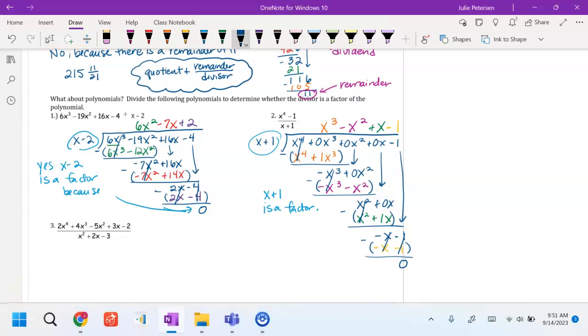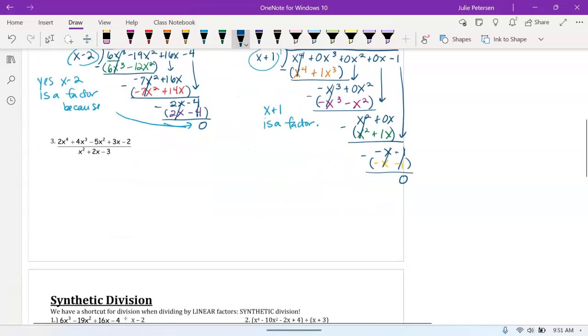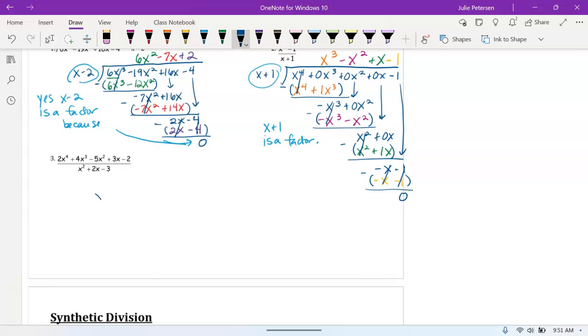All right, so we're going to tackle one more problem, and it looks a little intimidating, but actually I think you're going to find that it's easier. When we do this division, we're trying to see if x squared plus 2x minus 3 is a factor of this polynomial. We're dividing by x squared plus 2x minus 3. That's a quadratic with 3 terms, and so it's actually going to move a little bit faster when we do this division. So let's go ahead and get it all set up.